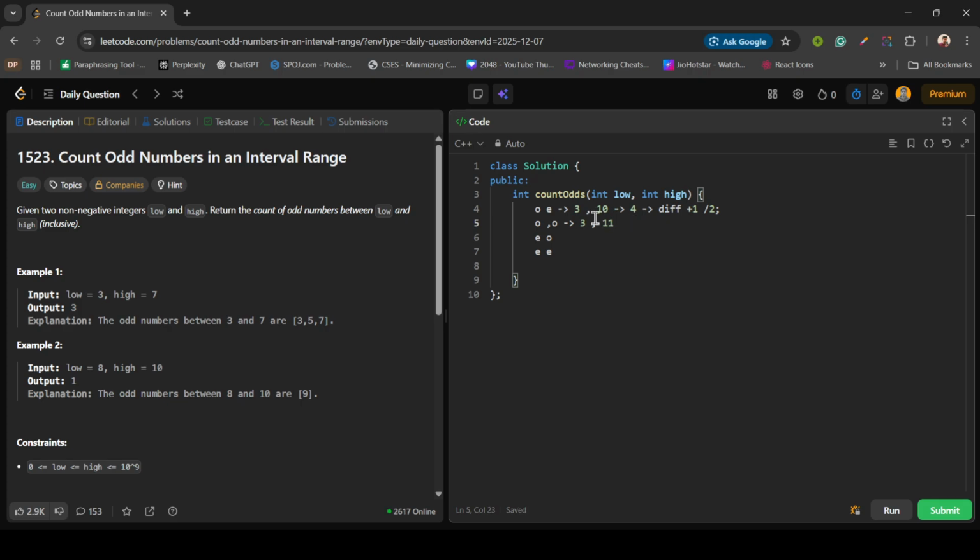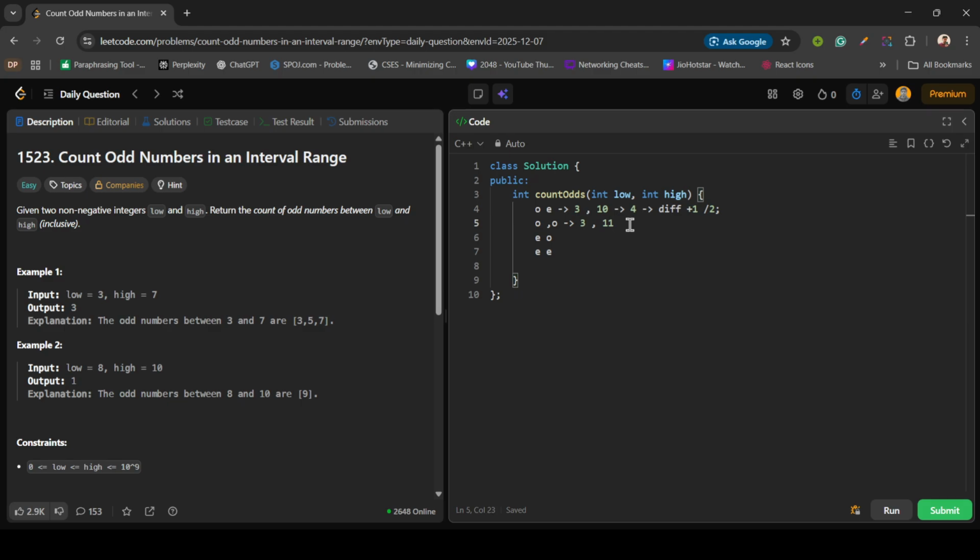So it will be simply 4 plus 1, right? It will be 5. Why will it be 5? Because we are counting 3 and 11 both. Okay, understood? We are counting 3 and 11 both here. So 11 minus 3 will be what? 11 minus 3 will be 8.